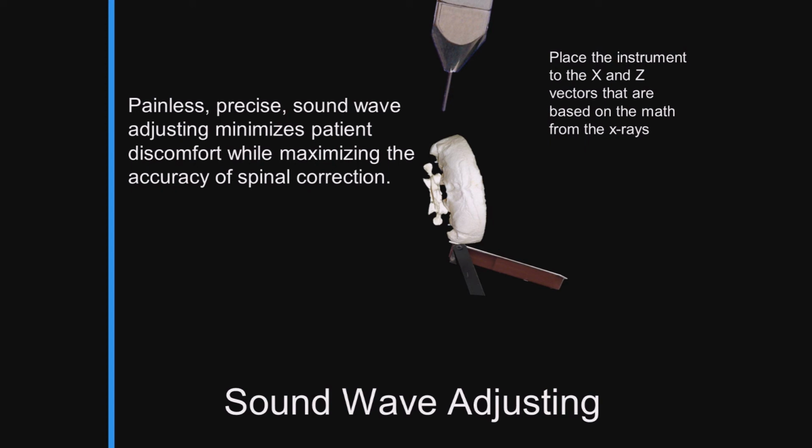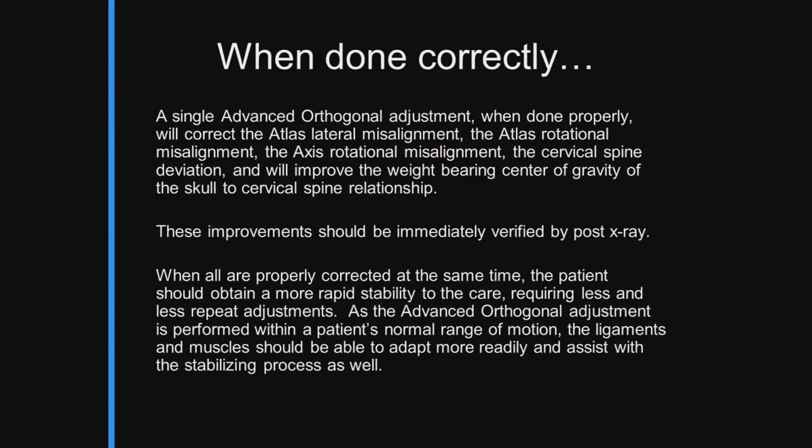A single advanced orthogonal adjustment, when it's done properly, will correct the atlas laterality, the atlas rotation, the C2 rotation, the cervical spine deviation, and it'll improve the weight-bearing center of gravity of the skull to cervical spine. These improvements should be immediately verified by post-X-rays, and when they are all properly corrected at the same time, the patient should obtain a more rapid stability to their care, requiring less and less repeat adjustments. As the advanced orthogonal adjustment is performed within a patient's normal range of motion, the ligaments and muscles will be able to adapt more readily and assist with the stabilization process as well.